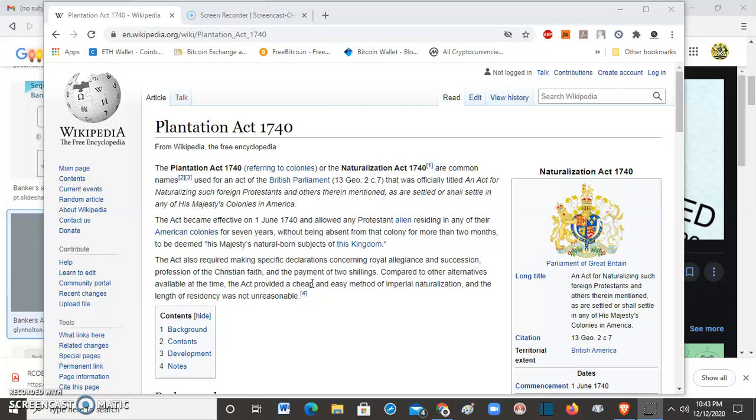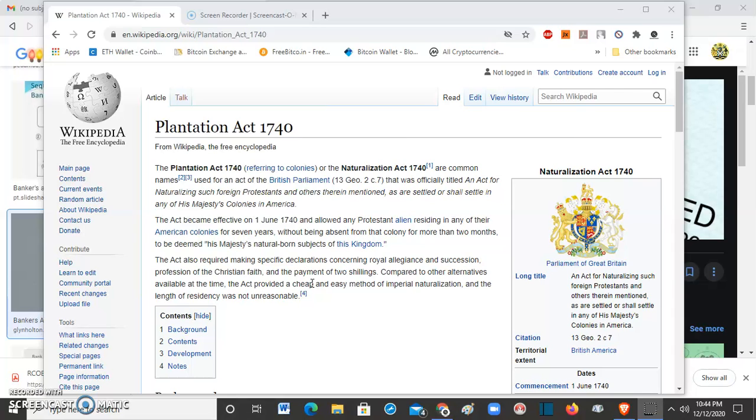For this presentation, I'm just going to share something that I find pretty interesting in regards to the Naturalization Act 1740, which is the cornerstone for the U.S. immigration policy. This is pretty much its foundation and where it stems from.